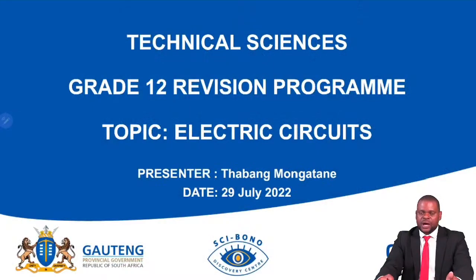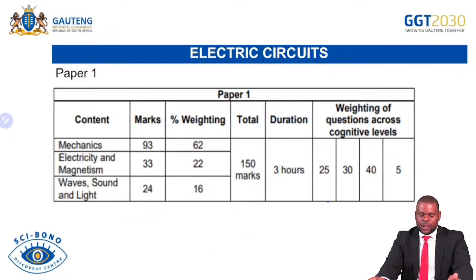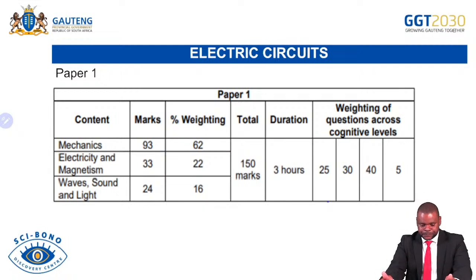Grade 12, today we'll be looking at electric circuits. Remember, last week we were busy with capacitor and capacitance. We are continuing today with our electric circuits. As a reminder, grade 12, paper 1 in the prelim and in the final exam will be structured in this way.